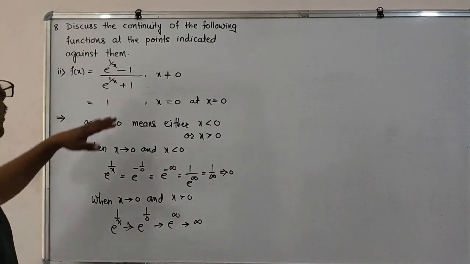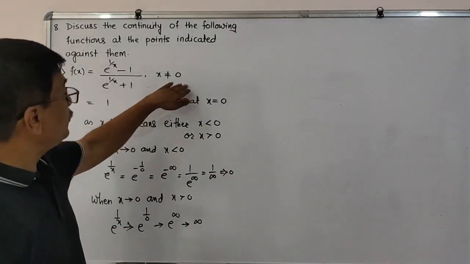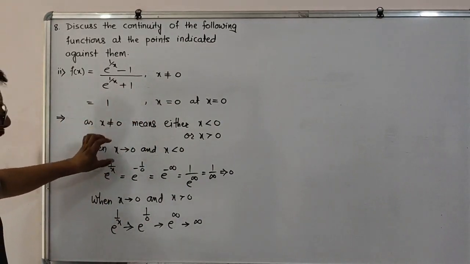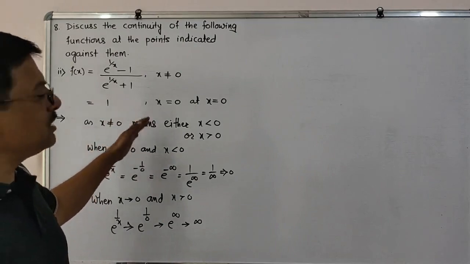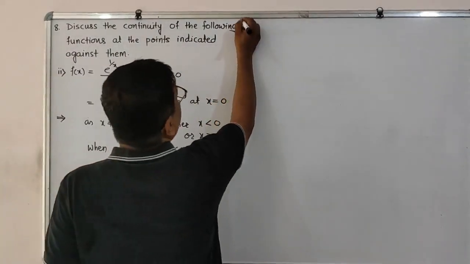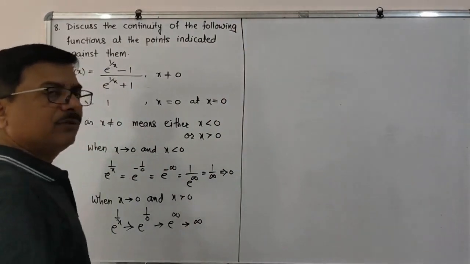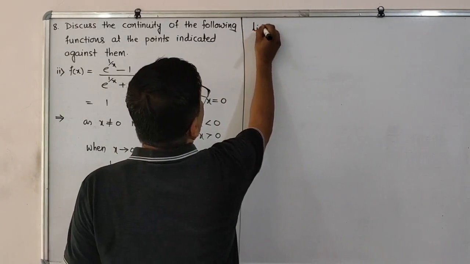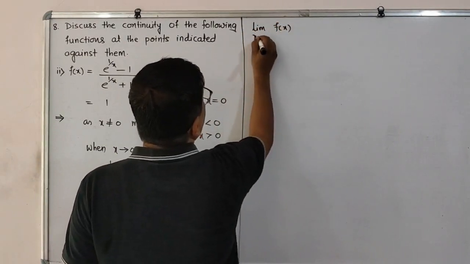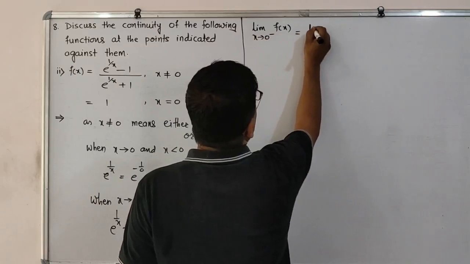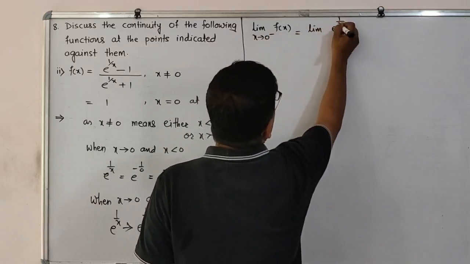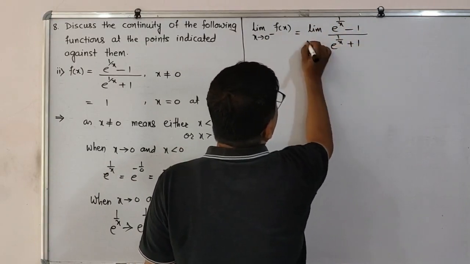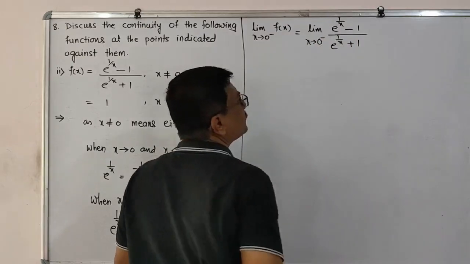That's why, if the function is given in this format, then also we are going to find LHL and RHL, because for both less than 0 and greater than 0 the function is going to change. That's why we are going to find first the limit of the function as x tends to 0 minus. Now first of all, LHL means limit of f of x as x tends to 0 minus is equal to limit of e raised to 1 by x minus 1 divided by e raised to 1 by x plus 1 as x tends to 0 minus.